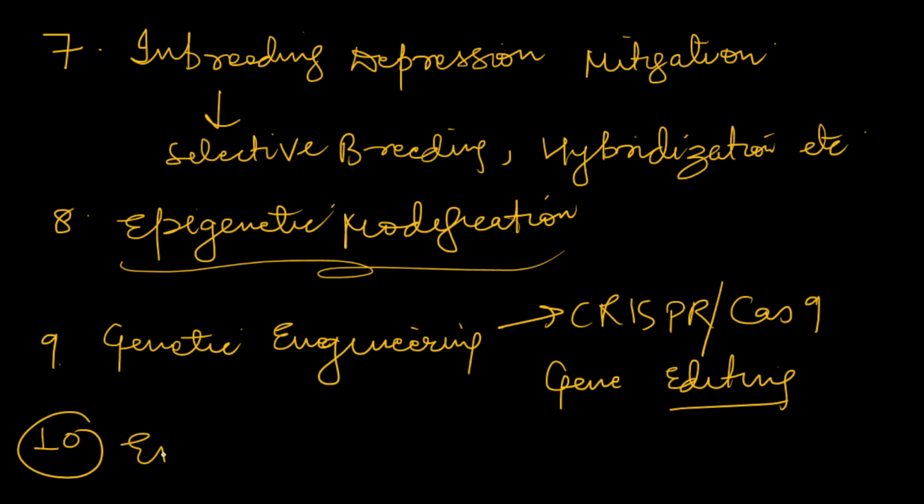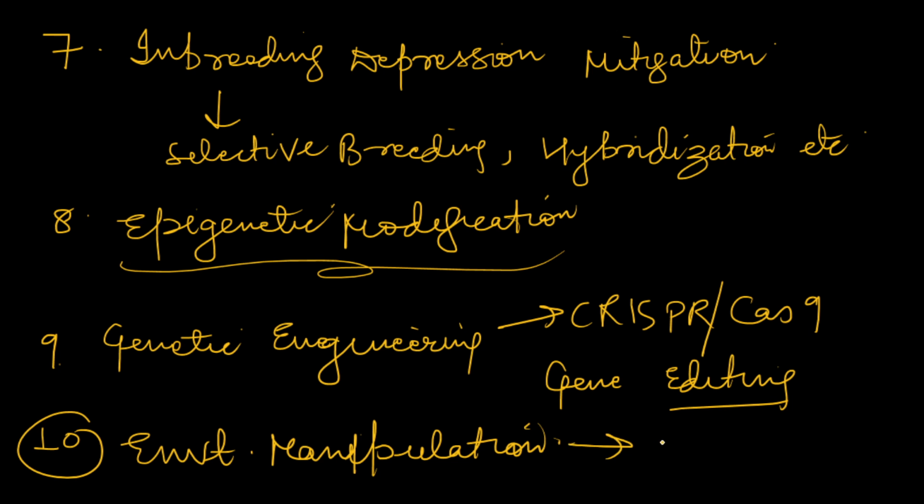We can do environmental manipulation. That is, we can improve the growing conditions of the inbred. Simply, while growing, if we keep some environmental factors under our control, or simply improve the growing conditions, obviously the quality of the inbred will be better. So that can be done.